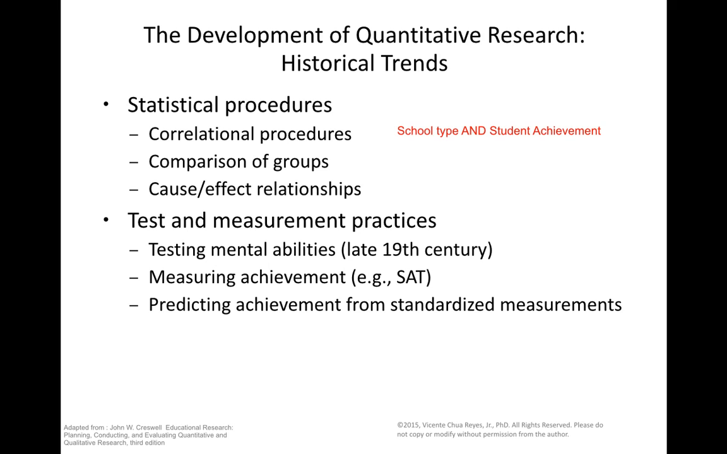When we take a look at school type and try to see its relationship with student achievement, we're actually looking at correlational procedures. When we take a look at student achievement and we differentiate this between various races, that is a comparison of groups statistical procedure. If we take a look at teacher factors and find out whether or not they determine student achievement, then we're looking at cause and effect relationships.